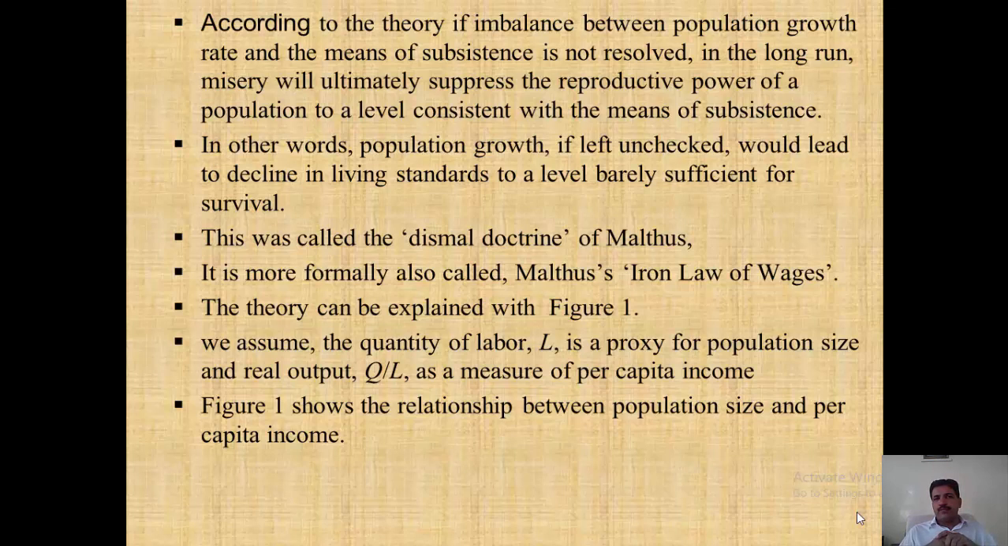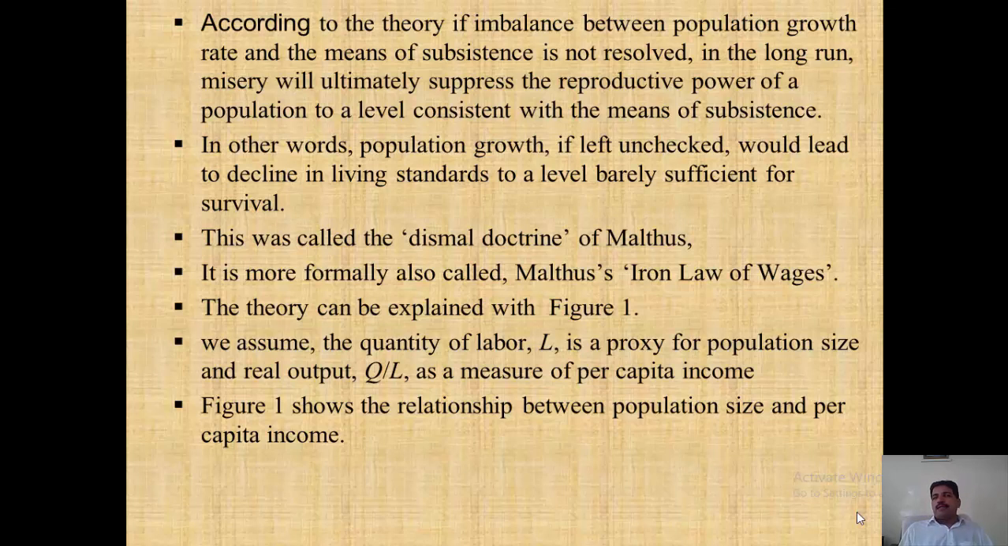According to the theory, if the imbalance between the population growth rate and the means of subsistence is not resolved in the long run, misery will automatically suppress the reproductive power of population to a level consistent with the means of subsistence. In other words, population growth, if left unchecked, would lead to a decline in living standard to a level barely sufficient for survival.